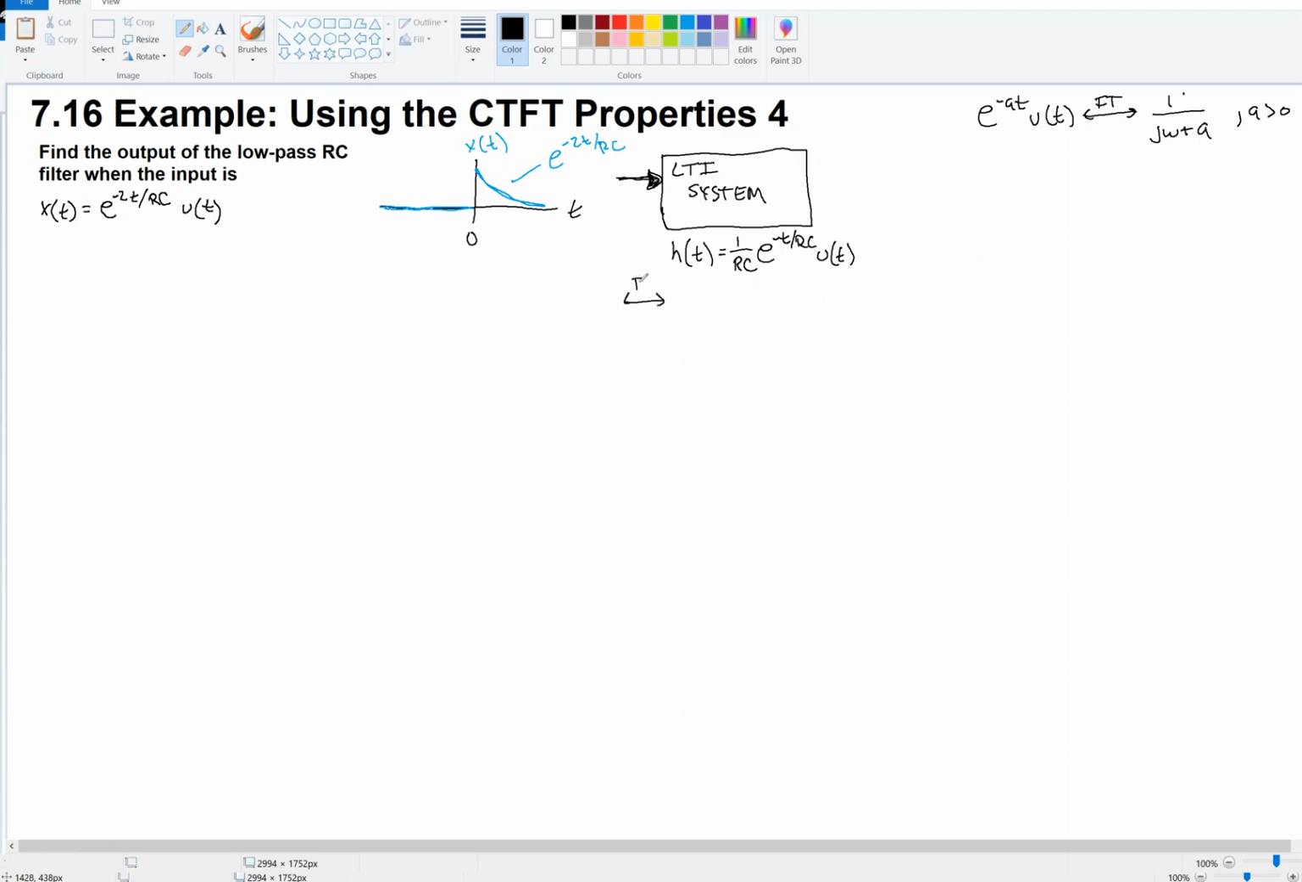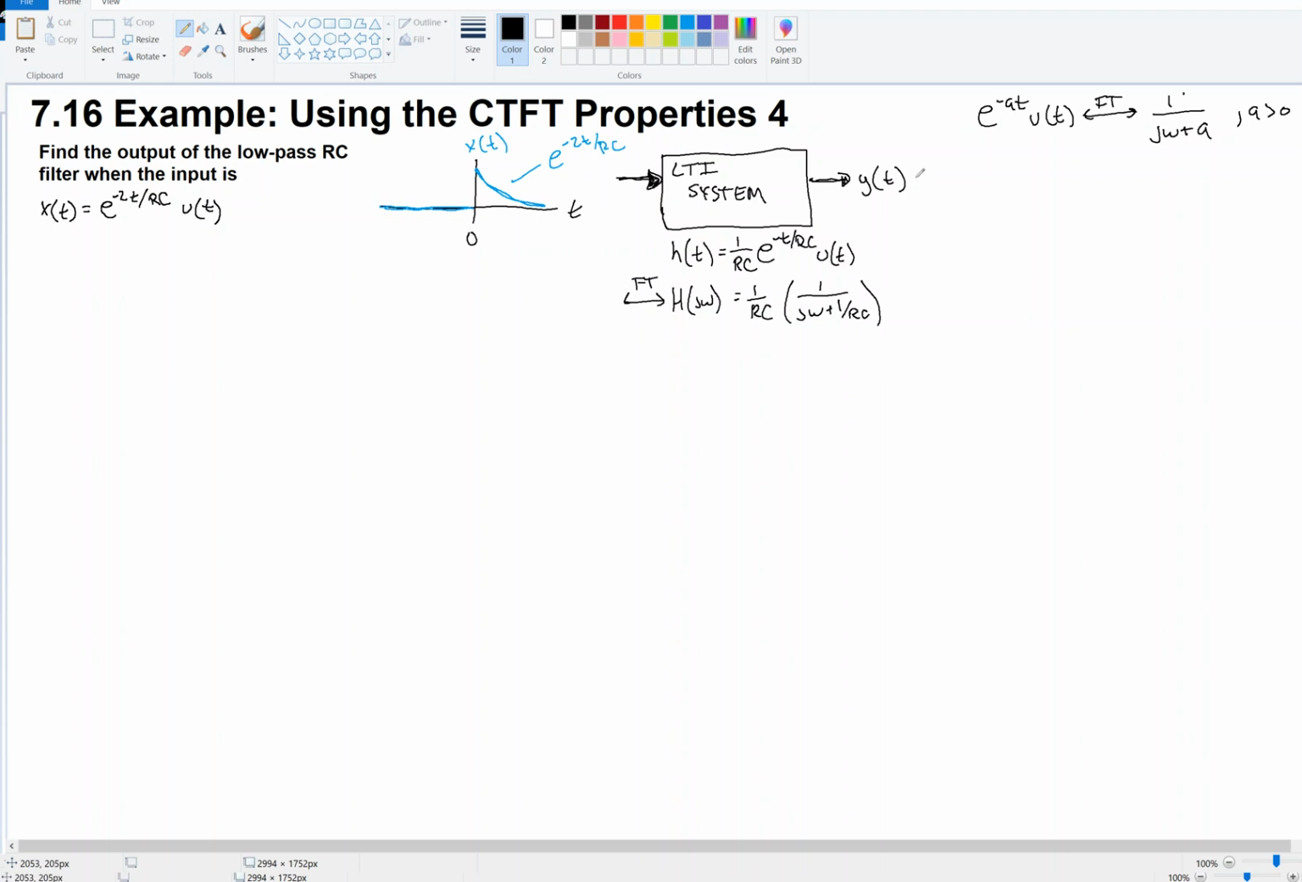That was the result. And the Fourier transform of that is the frequency response. I'm going to apply this Fourier transform pair from a table, and we've also actually proved that pair before. So this is 1 over RC times the transform of this thing, which is 1 over j omega plus 1 over RC, right? A here is 1 over RC. And so this is the frequency response of the RC low pass filter. And what we're trying to do is get y of t.